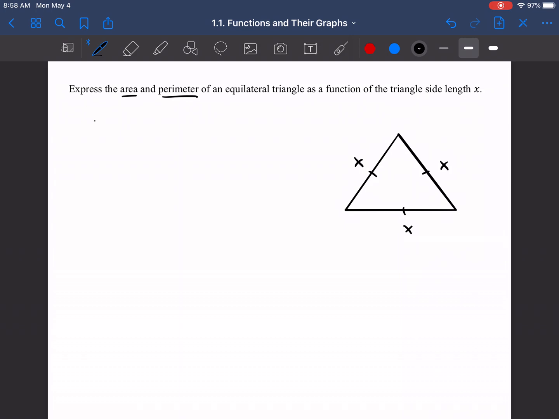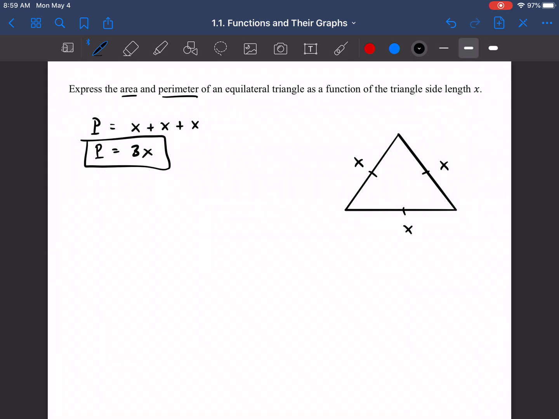So perimeter, that's going to be pretty easy. The perimeter p is just going to be the sum of all the lengths of the sides, which will just be 3x. So that one's pretty simple. Perimeter, 3 times the length of one of the sides, because all the sides are the same.